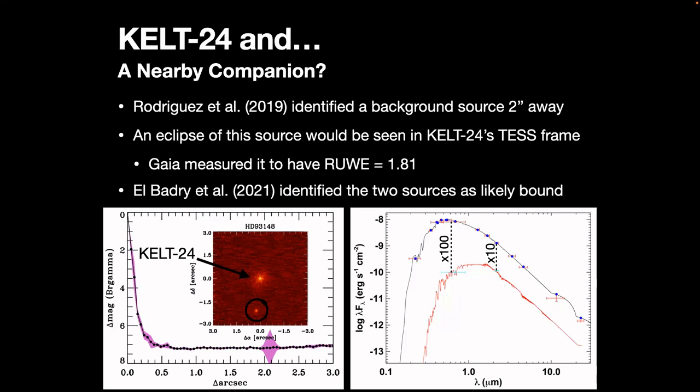But El-Badry et al. 2021 identified these two sources as likely bound, given consistent parallaxes and that they were co-moving. And we did some additional analysis too, using some instantaneous proper motion measurements from Gaia and some other small analysis to estimate an orbital period of about 3,000 years, and also find that these two sources are likely bound. And so the fact that this is contributing a flux of about 10 to 1%, as you can see in the SED here, and that it is bound, makes it an interesting player in this system, and certainly a possible source for that apparent eclipse.